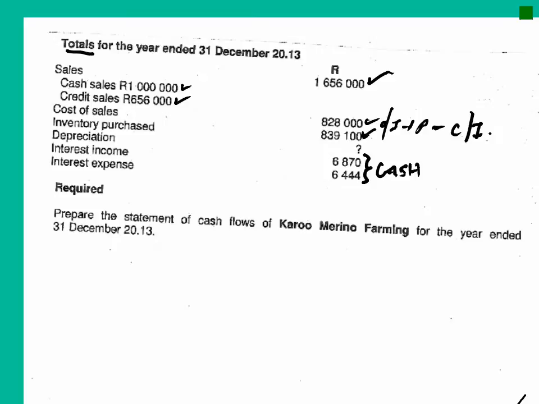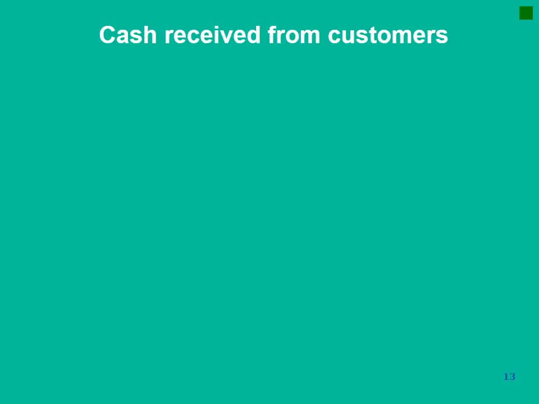Once I've finished all the slides, we will have done the whole cash flow statement of Karee Merino Farming, but now we're only going to do the receipts and payments relating to operating activities. So we're first going to look at cash received from customers. The total sales per the statement of profit and loss are not cash receipts. We need to look at how debtors changed.